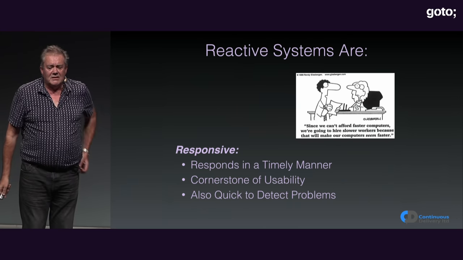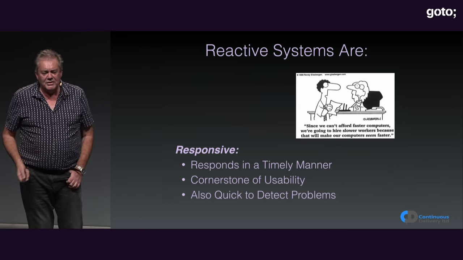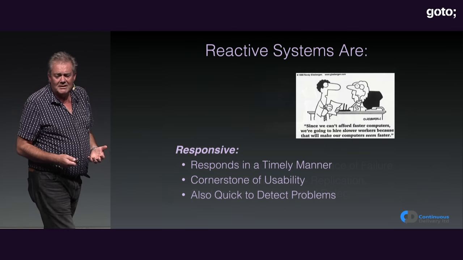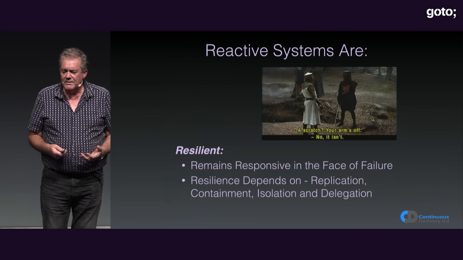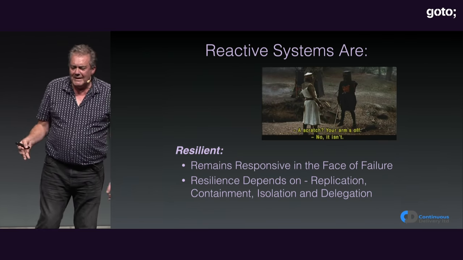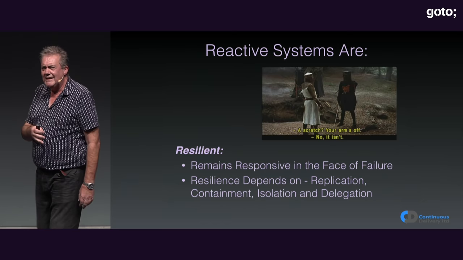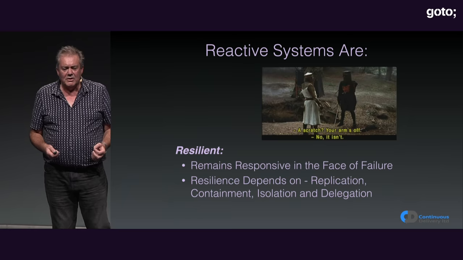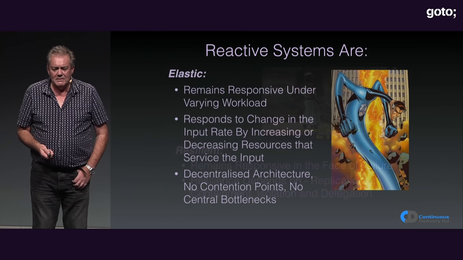So, reactive systems respond in a timely manner. That's the cornerstone of usability, and it means that they're very quick to detect problems. They're resilient in the face of failure. That depends on replication, containment, isolation, and delegation. But the resilience is the core principle that we're trying to hit with these sorts of systems.